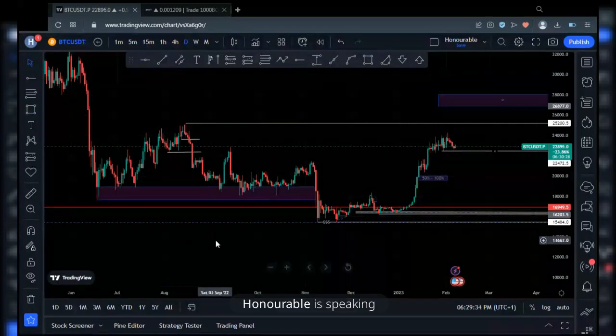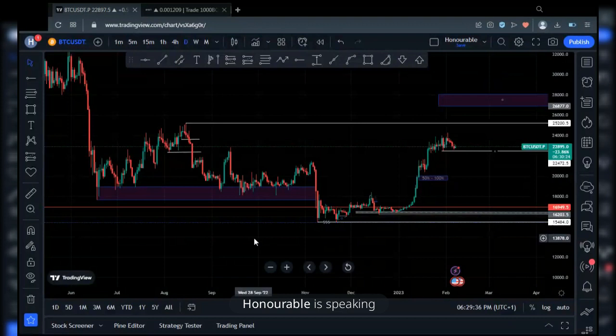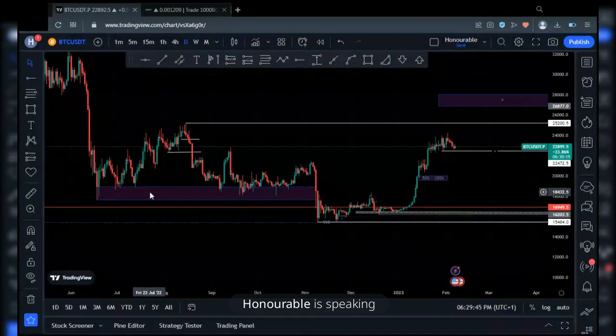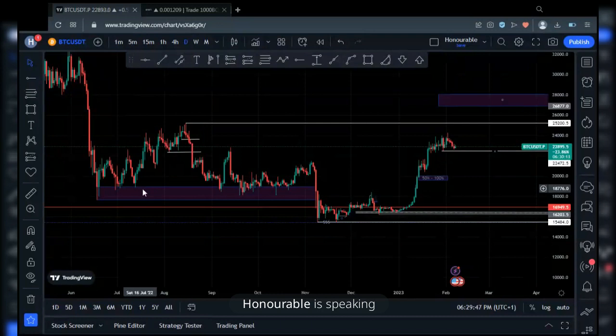You can also map your level as a zone. What does this mean? This implies the whole of this zone. The limitation on horizontal levels is that this helps you paint the entire zone of the support or resistance. This zone helps you paint the entire zone, but on a horizontal level you just get the actual level.